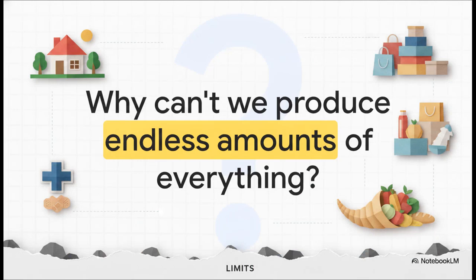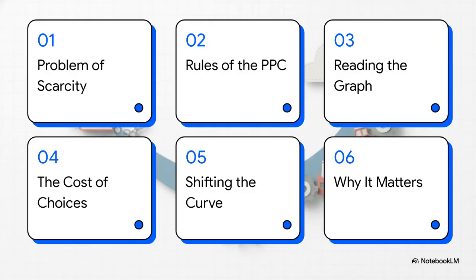Now, before we even think about touching any math or charts, we really need to start with a deeply relatable question. Why can't an economy just produce endless amounts of everything? Seriously, why not infinite housing, perfect healthcare, and limitless food for everyone? Well, it's simply because we live in a world that is strictly governed by limits. Okay, let's dive into this.